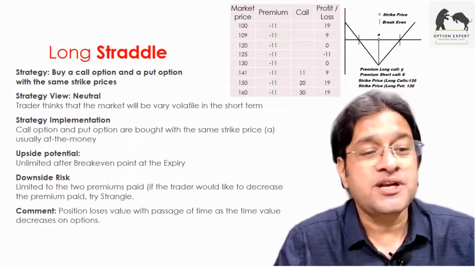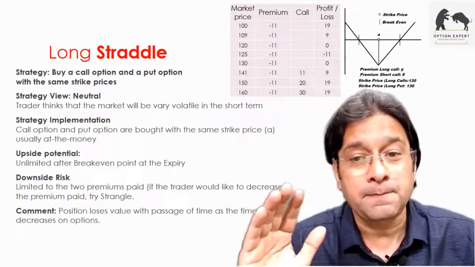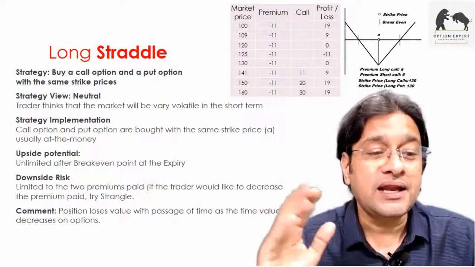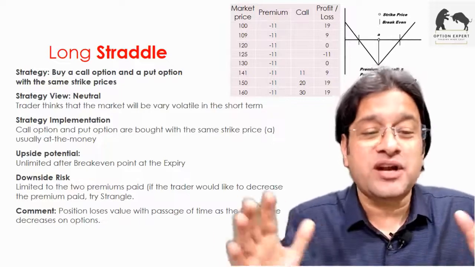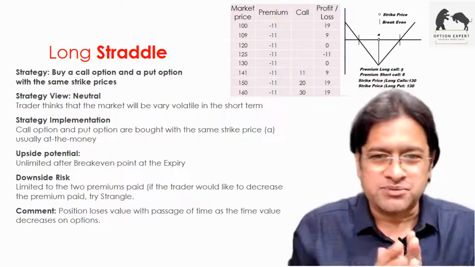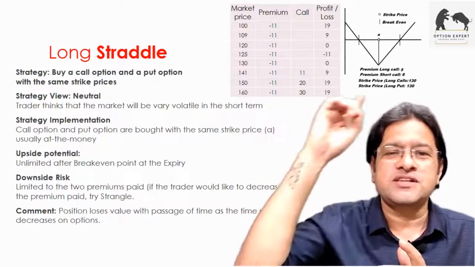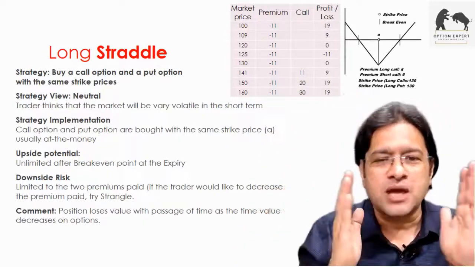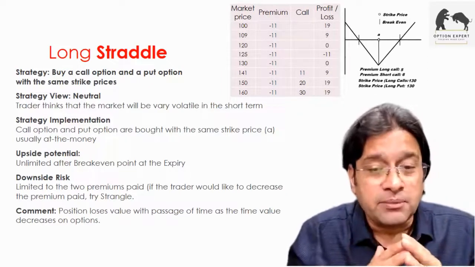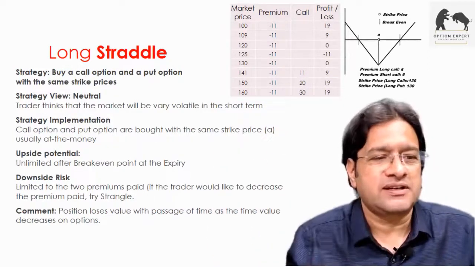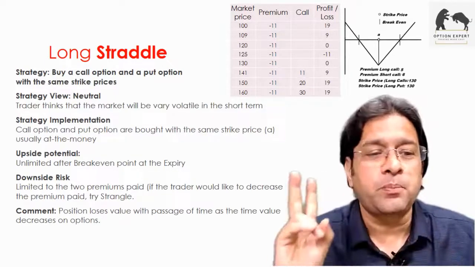Call option and put option are bought with the same strike price, usually at the money. What happens to the upside? Upside is unlimited as long as you're covering both the premiums. As you can see here, it's very clear, you have this break-even. You don't make money until then. Only if the market exceeds beyond that level do you make money. What's the downside risk? It's limited to the two premiums paid.